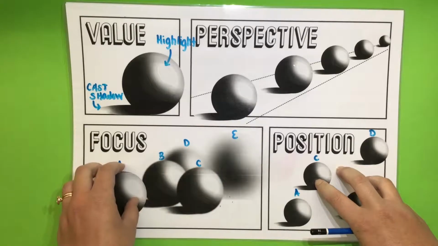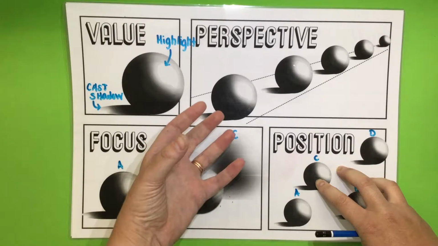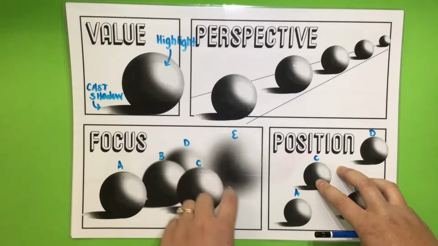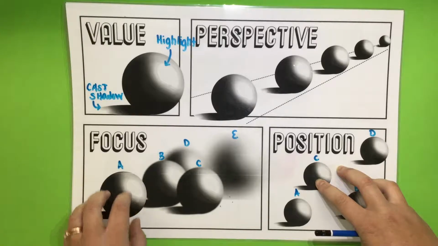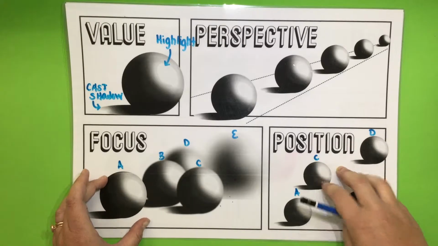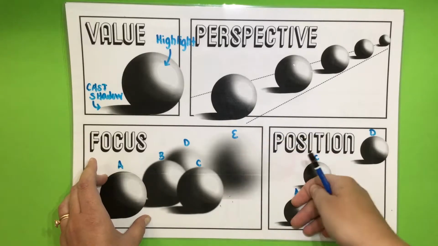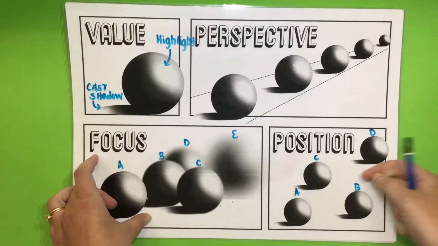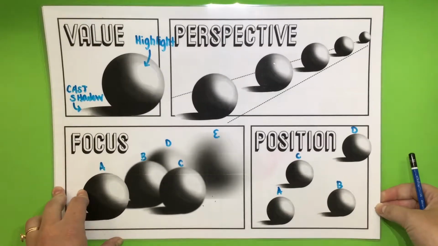Focus. When we are looking at things that are very far away, they're not as crisp as they would be if they were here in the front. So A sphere looks very nice and crisp, but E is so far away that it is really blurry to our vision. Lastly, position. And this one's kind of a tricky one to understand and explain.